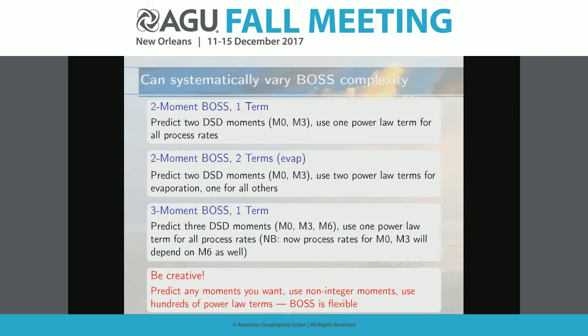Okay, and you can be creative also. This is a very flexible scheme, so you can predict any moments you want. You can even use non-integer moments as prognostic moments. I don't know why you would, but you could. You could have hundreds of power law terms. It's a very flexible scheme. I'm not sure how you would constrain the parameters in that case, but maybe somebody knows.